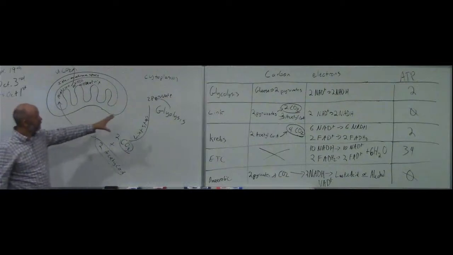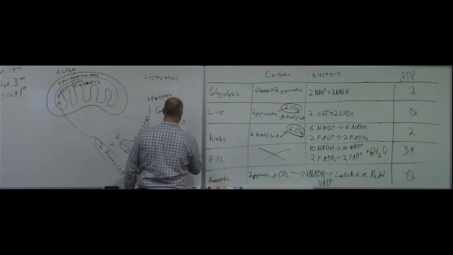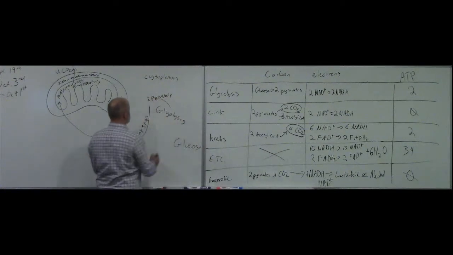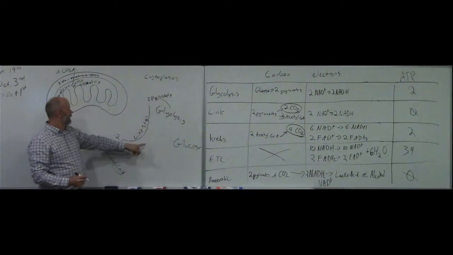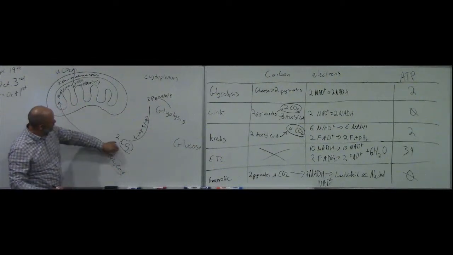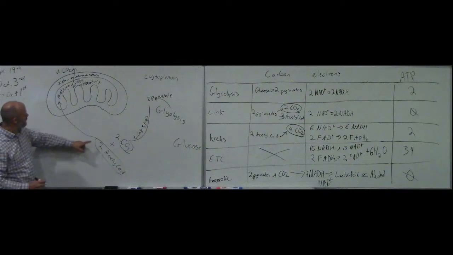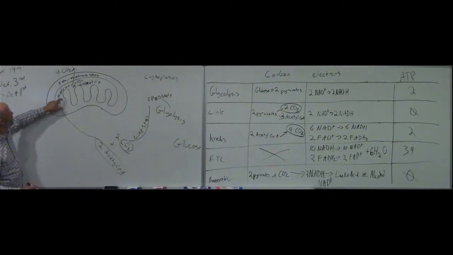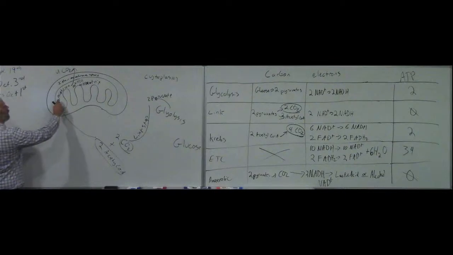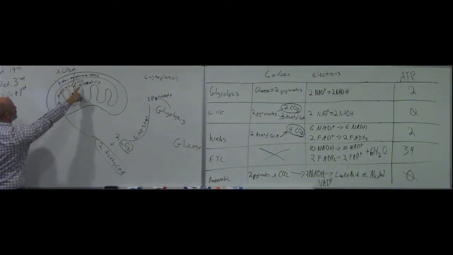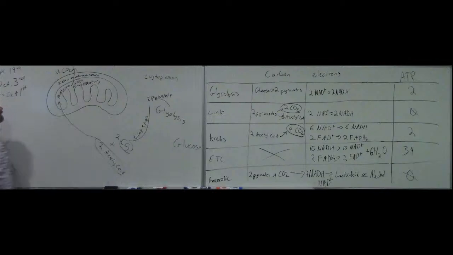But big picture: glycolysis takes my glucose and converts it into 2 pyruvates. My link step converts my 2 pyruvates into 2 CO2s and 2 acetyl coenzyme A. They travel into the matrix, where the Krebs cycle converts them into 4 CO2s and a whole lot of NADHs and FADH2s. So far, so good. This is the geography of respiration, so to speak.